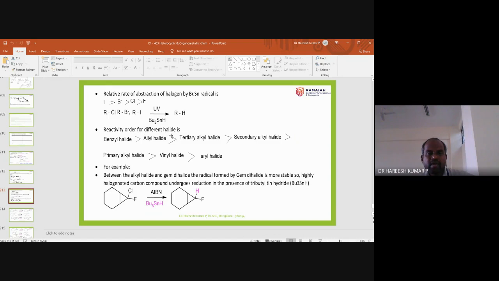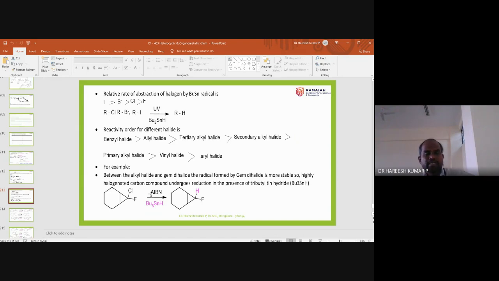And the reactivity order of the different halides: benzyl halide is more reactive compared to allyl halide. Allyl halide is more reactive compared to tertiary alkyl halide. Tertiary alkyl halide is more reactive compared to secondary alkyl halide. Secondary alkyl halide is more reactive compared to primary alkyl halide. Primary alkyl halide is more reactive compared to vinyl halide. Vinyl halide is more reactive compared to aryl halide. So that means aryl halide is the least reactive, and benzyl halide is the most reactive.